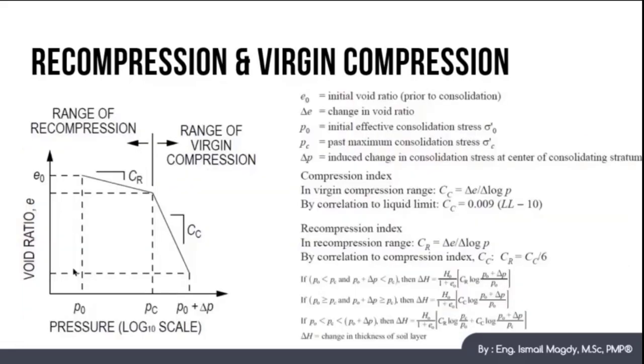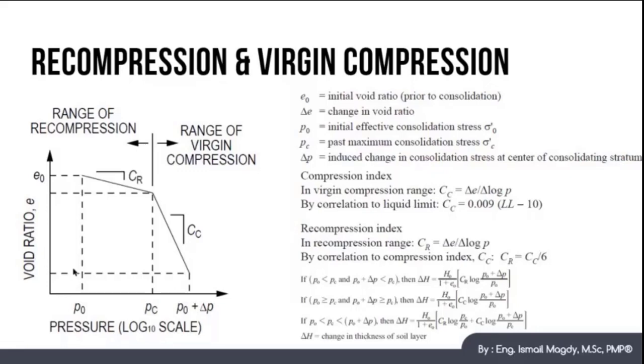Now that we understand the difference between virgin compression and recompression, it will make sense to study this curve and those equations which we will use to solve any consolidation problem in the exam. So, let's consider e naught as the initial void ratio, delta e as the change in void ratio, P naught as the initial effective consolidation stress, Pc as the past maximum stress on the soil, and delta P as the change in stress at the center of the soil strata.